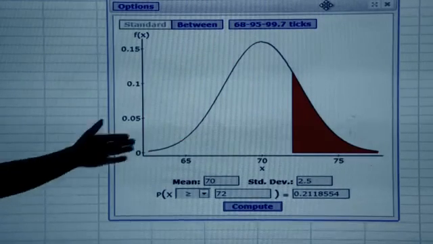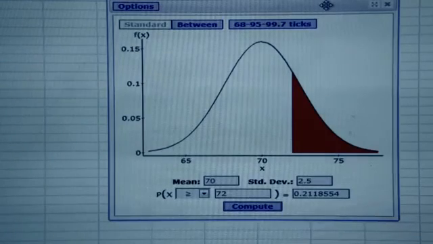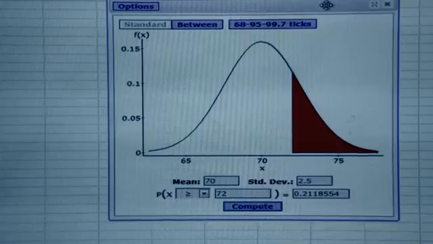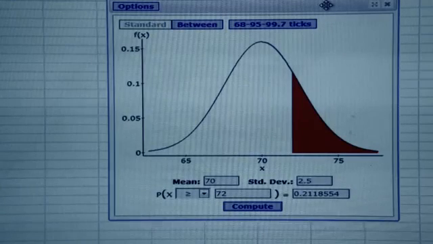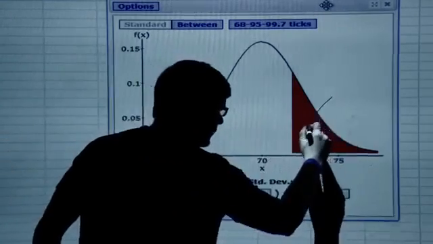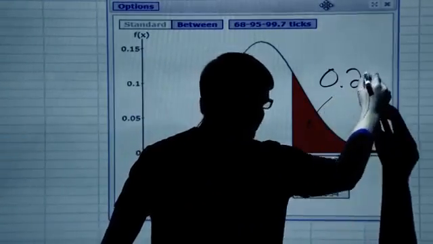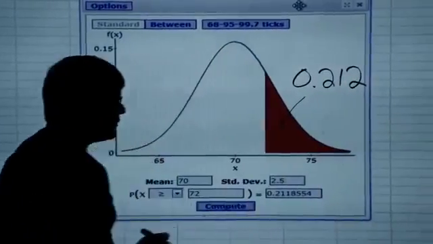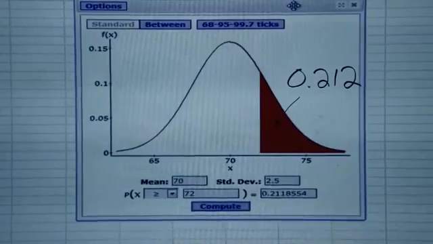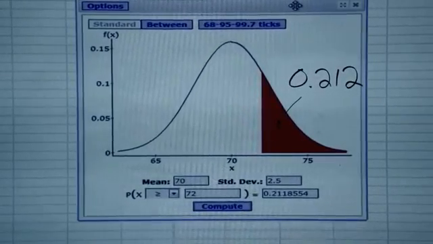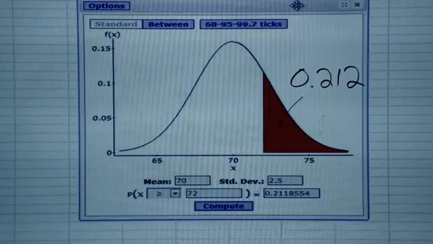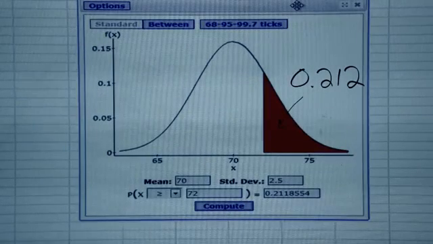You can see the picture looks very similar to what we drew on the board, so make sure you've got that in your notes. This answer is 0.2118. That makes sense. It's definitely less than half. It's roughly 20%, 25%, right? And that's what that corresponds to. So 0.212 if we rounded it. To answer the question, what percentage of men, we could say 21.2%, 21.19% of all men are 6 feet tall or taller. All right, pretty easy stuff.